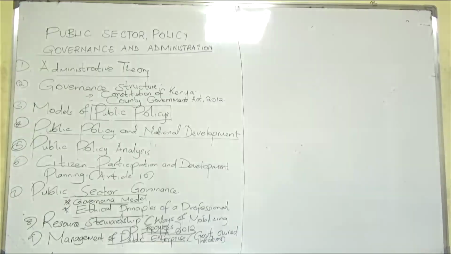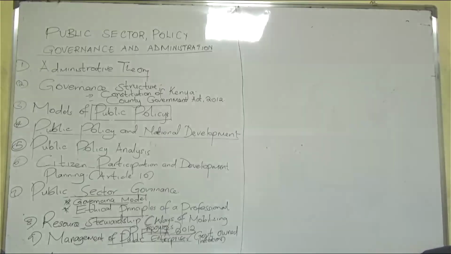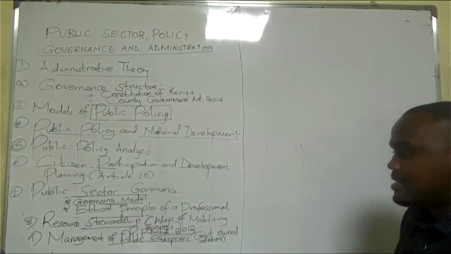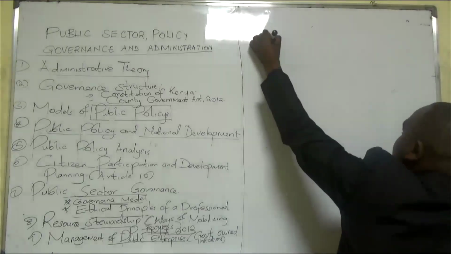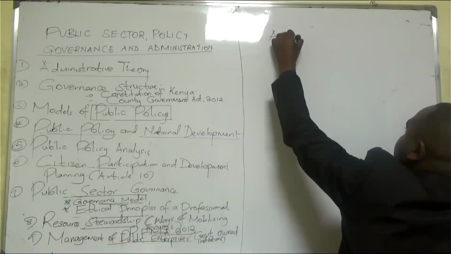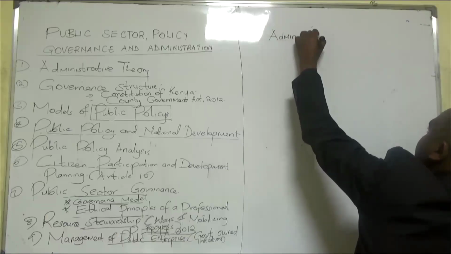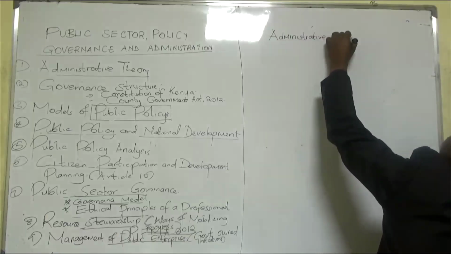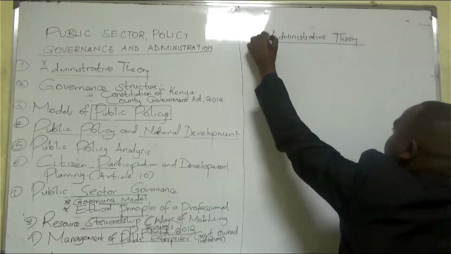So that is what we'll be having, and then after that we will be discussing the intensive blocks revision for the unit public sector policy and governance. So the first topic being administrative theory. I want to give a break because of those of us who are going to pray, so that after the break we start immediately the first topic, administrative theory.